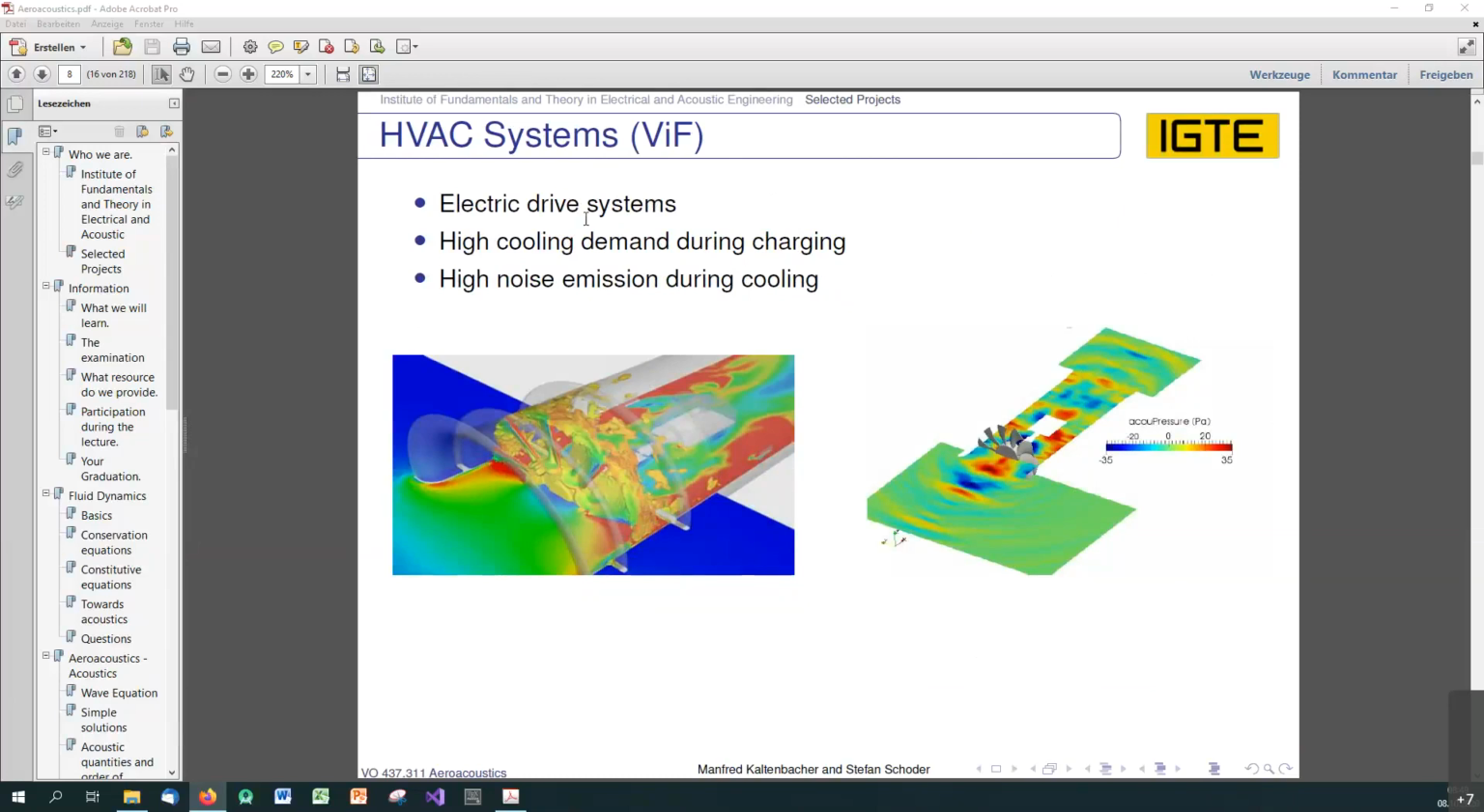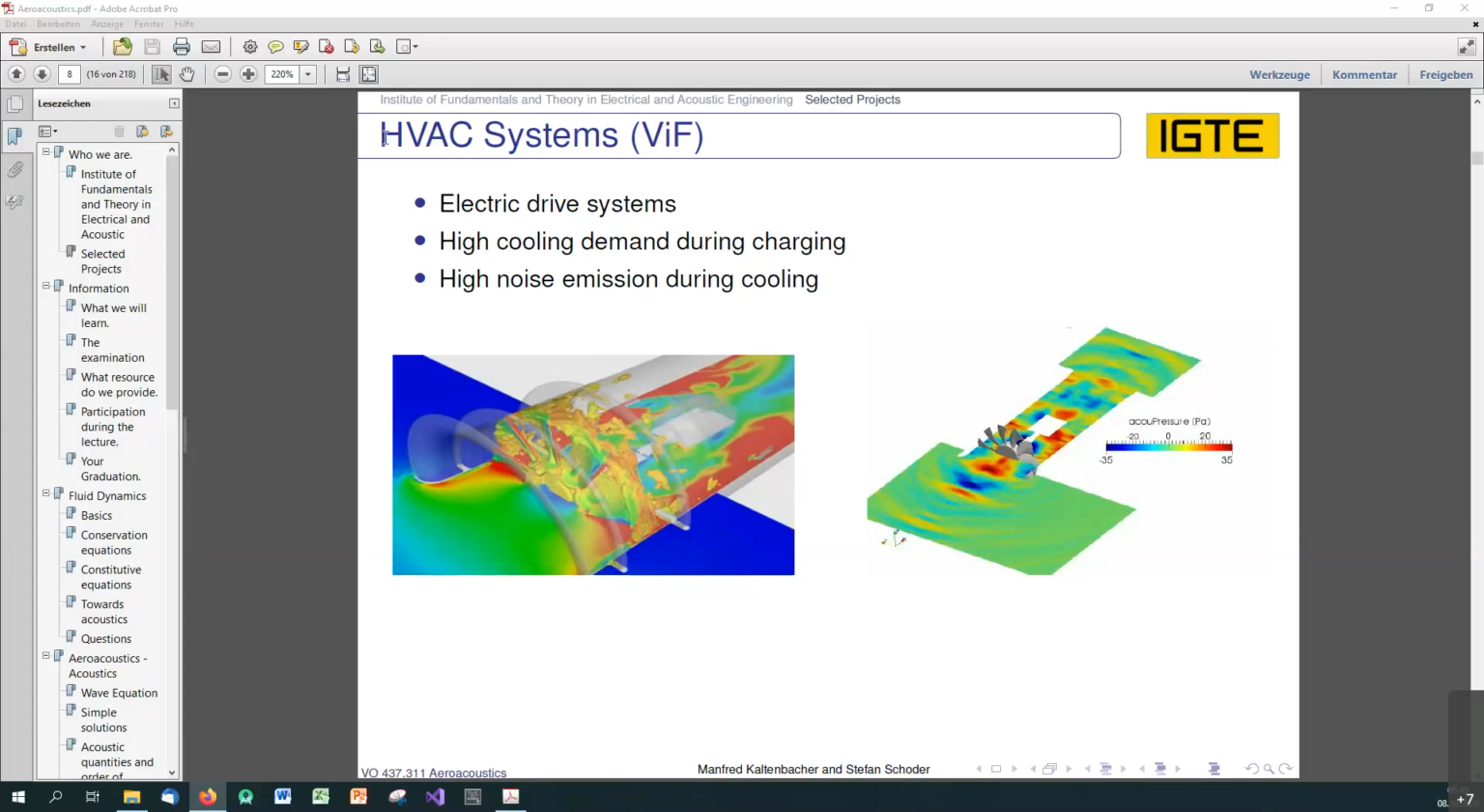Okay. Probably I will start at the HVAC system, and here we can see some mechanisms that produce sound, and then go to the sound source localization, because then you have some detailed background about what type of flow structures produce sound, and then we can interpret it a little bit better.